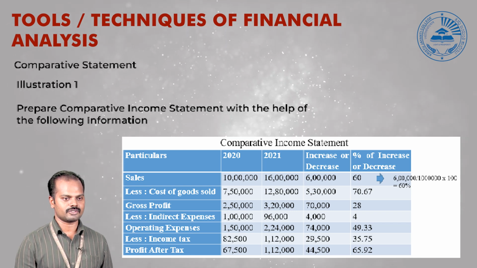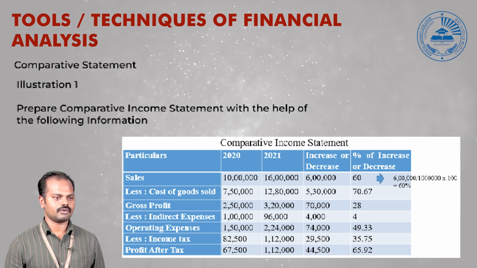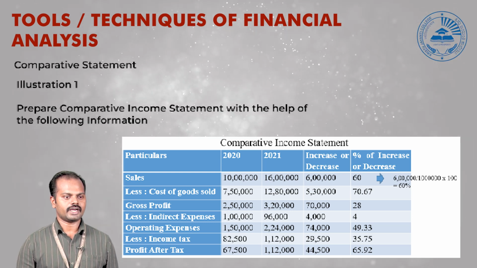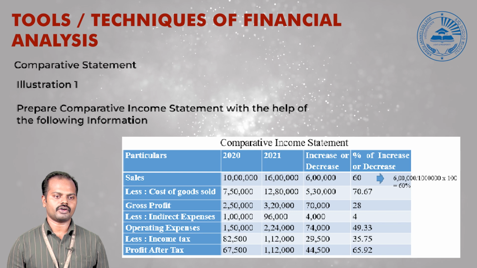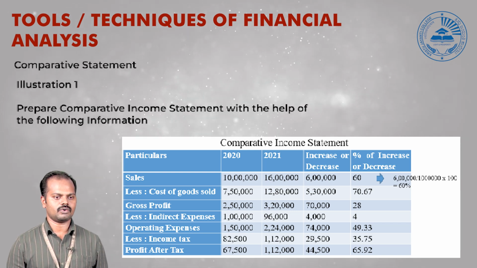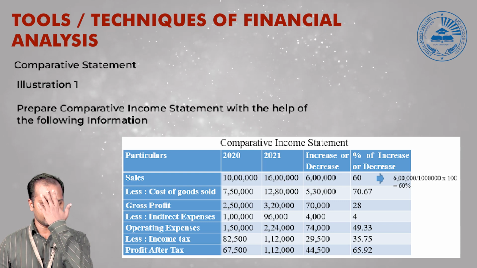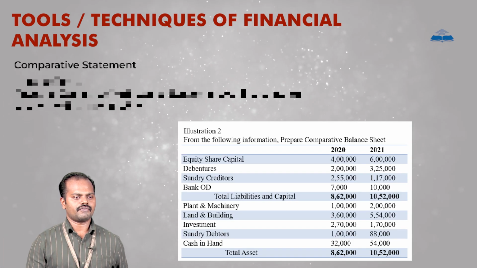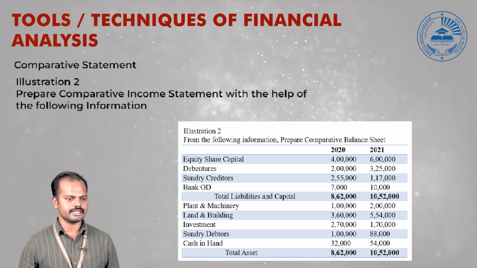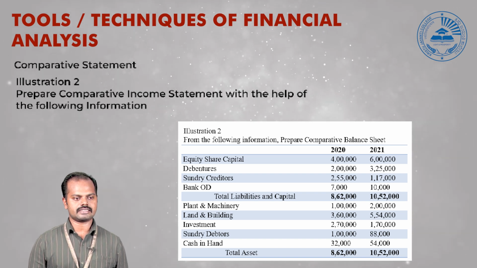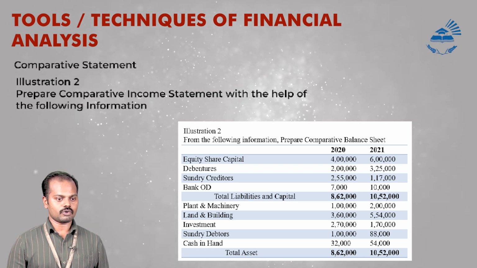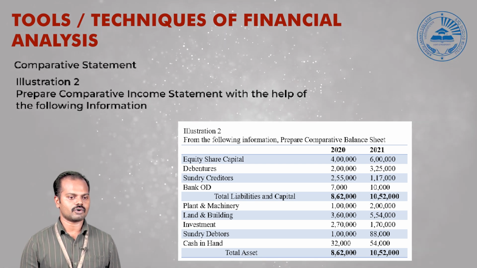The cost of goods sold also, 5,30,000 divided by 7,50,000 into 100 will give the answer 70.67. So here all the percentages we can calculate based on that formula. So here profit after tax, it's mentioned 65.92%, that's the increase. That means 2020 it is 67,500 and 2021 that's 1,12,000. That means there is an increase of 44,500.